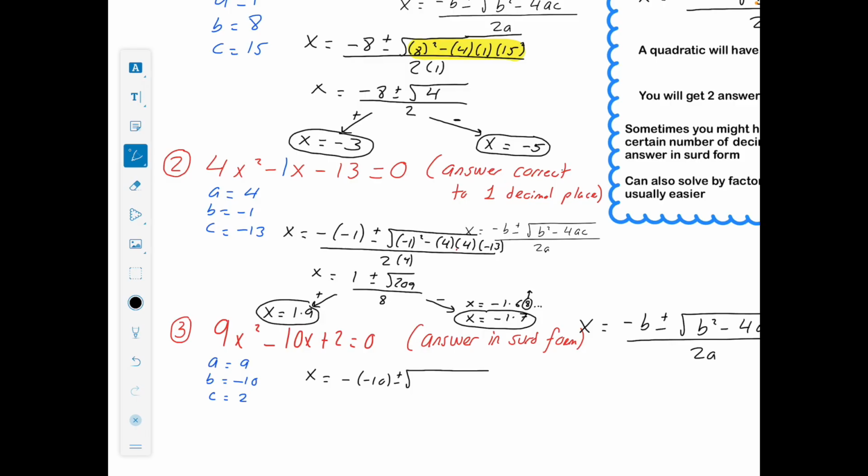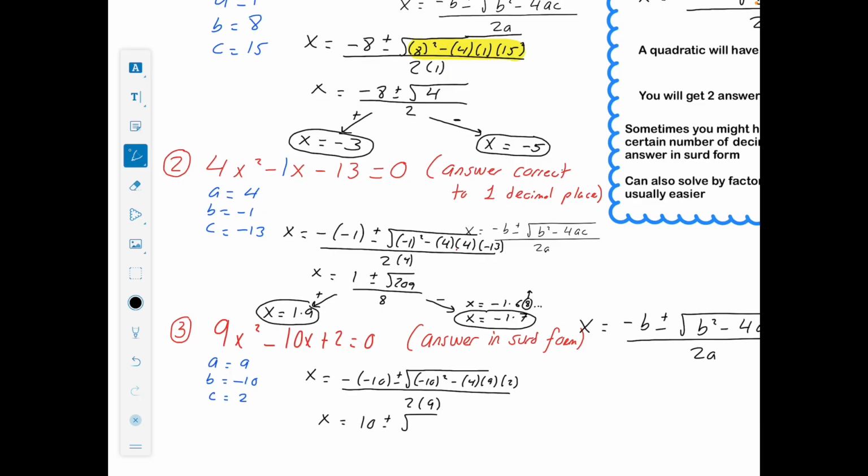So we have x is equal to minus from our formula, and then we have our minus 10. They do that trick a lot, so be careful that you put in the two minuses and that you know they change to a plus. b squared, so minus 10 to be squared, make sure you put that in a bracket when you're putting it into your calculator. Minus 4 by 9 by 2, all over 2 by 9. Okay, tidy that up a little bit. x is equal to minus by a minus will be plus 10 plus or minus the square root.